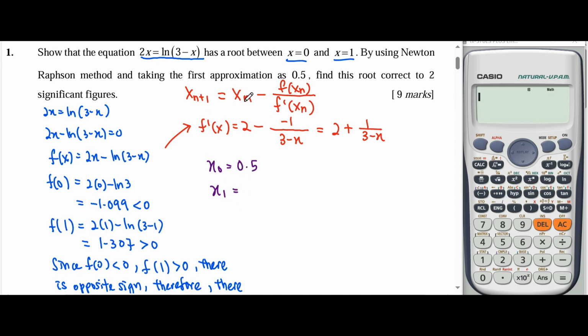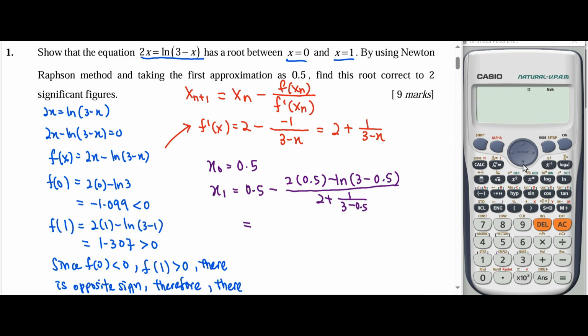So for the next x, you take x0 minus the function of x0 over the differential function at x0. So substitute here. Make sure you write the full working to show how you substitute your value. The differential function is 2 plus 1 over 3 minus 0.5. Then calculate what your x1 answer is.